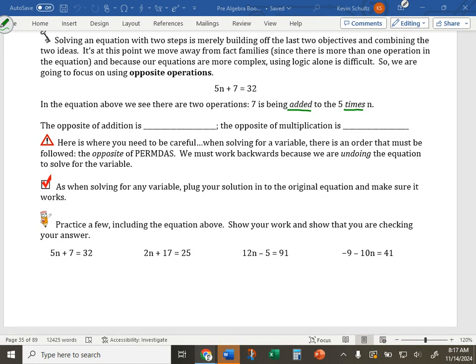So when we go to solve it, you're asking yourself, what is the opposite of addition? It is subtraction. Okay? And then what is the opposite of multiplication? Division. Right? So we're still looking at the original equation to see what operations are in it so that we can do the opposite of those. But it's going to take two steps rather than just one step.